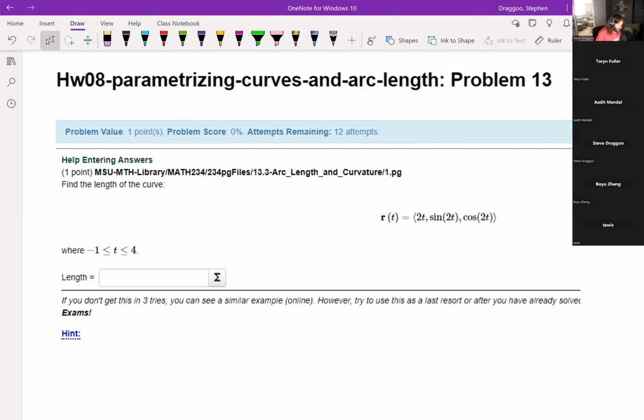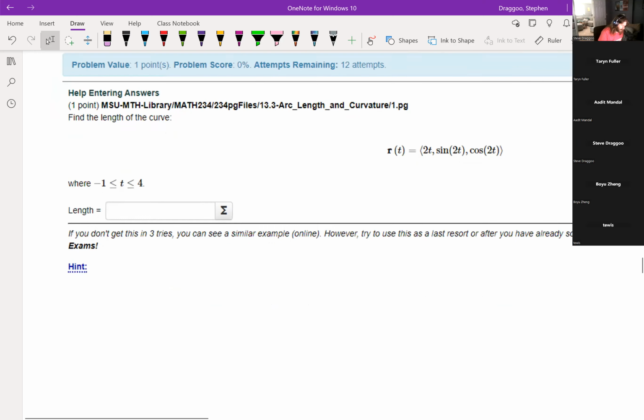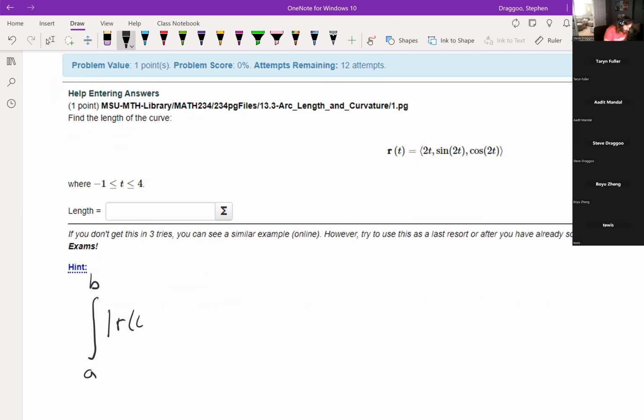We have an equation for the length of a curve, or arc length. And it looks like this. We need the integral from a to b of the magnitude of the derivative vector times dt. And all we have to do is just plug some stuff in and integrate. So let's get at it.